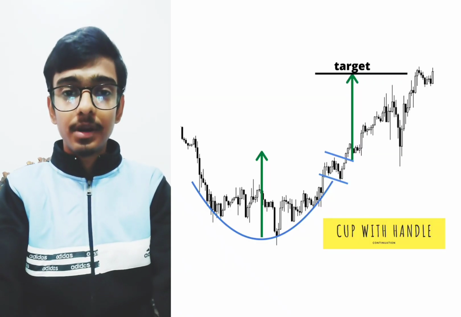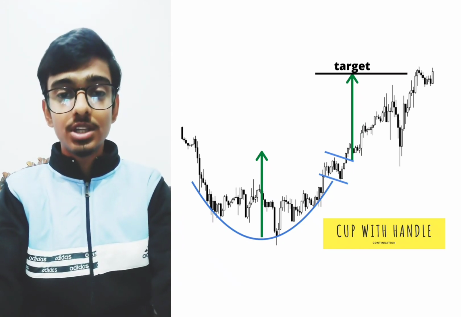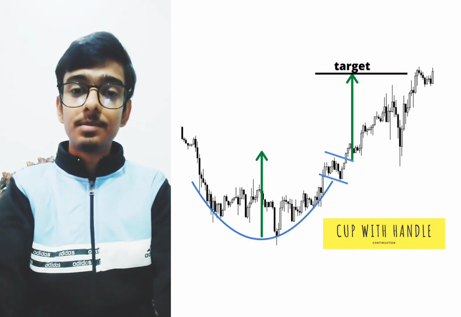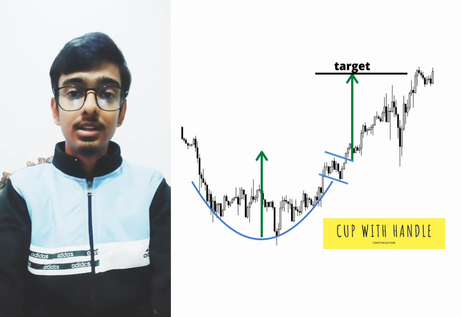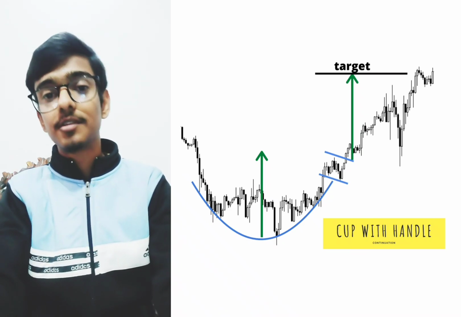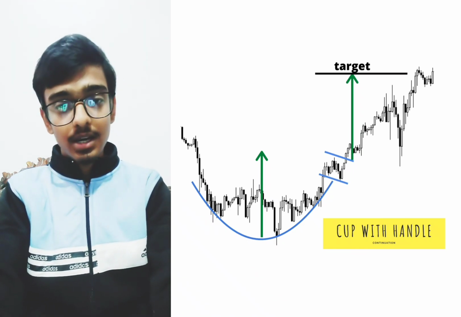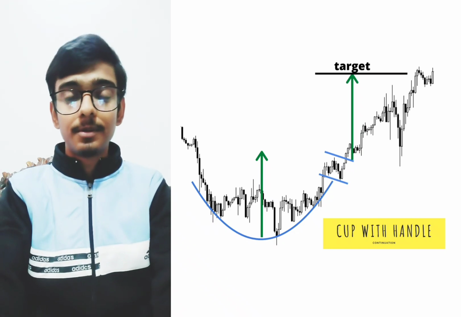Now another chart pattern is cup with handle. In this pattern there is a U-shaped curve representing the cup and another U-shaped curve which represents its handle. Here also it represents that the price is likely to rise after the completion of this pattern, and the price will rise up to its target, and in this pattern the target is the depth of the cup.